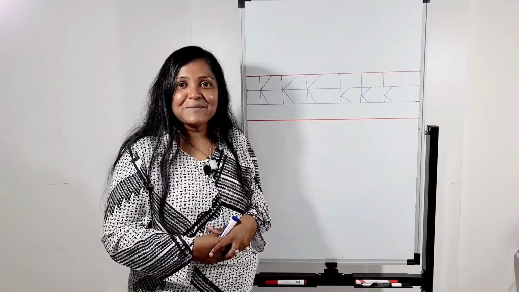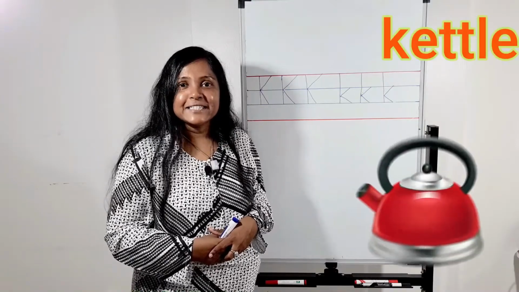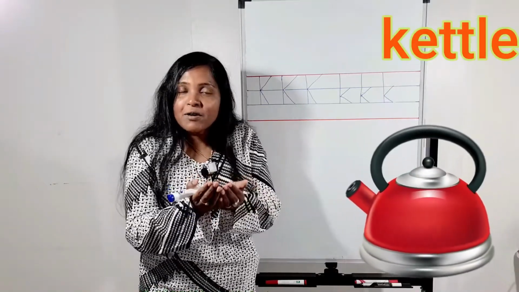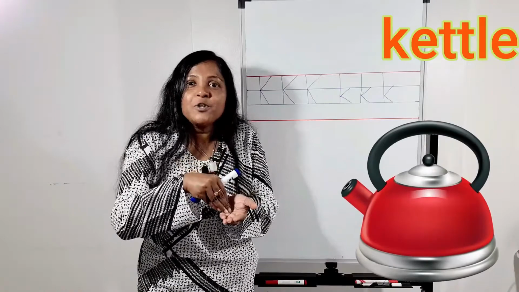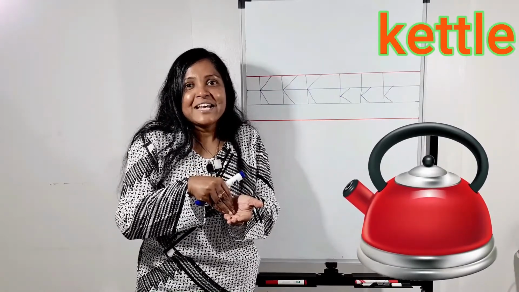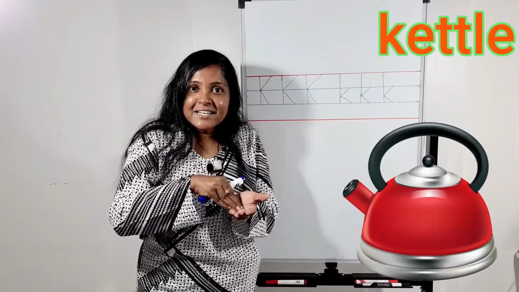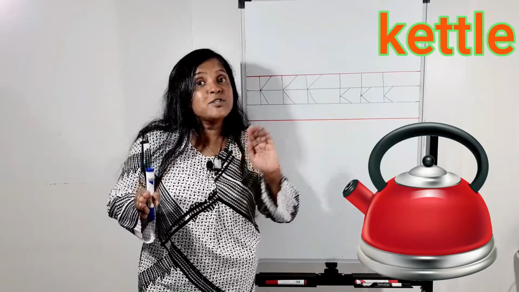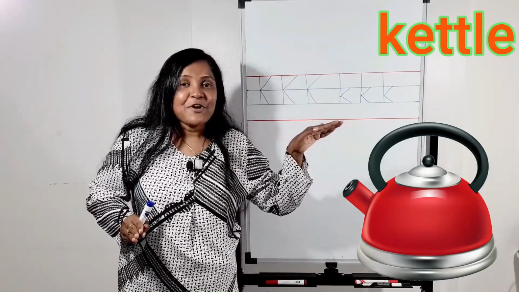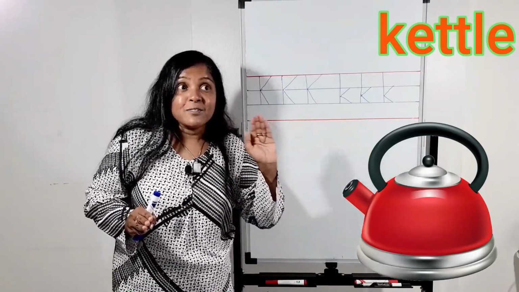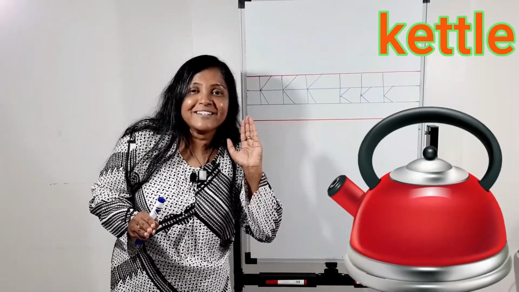Number three, kettle. Kettle is a pot specialized to boil water. Kettle has a lid, handle, and spout. When the water is boiling, there is a sound coming from the kettle.